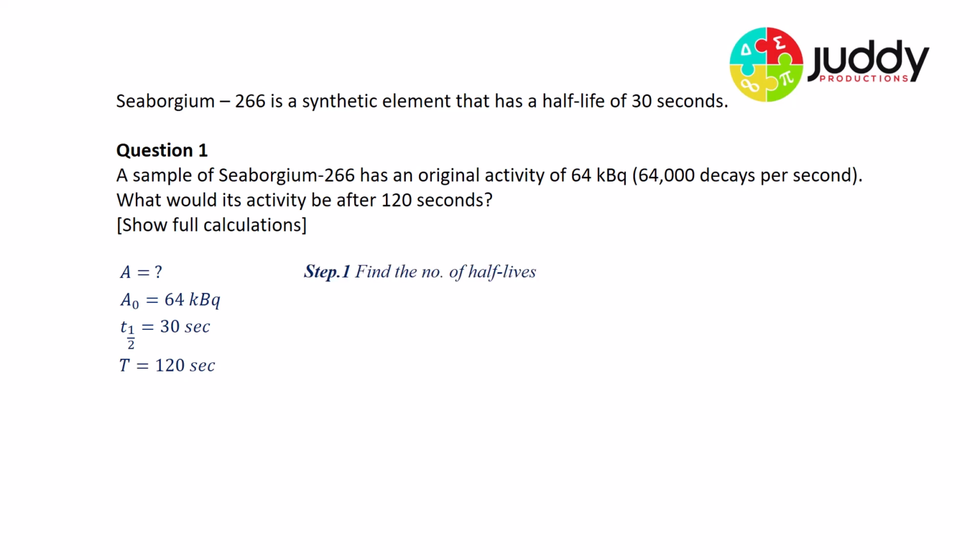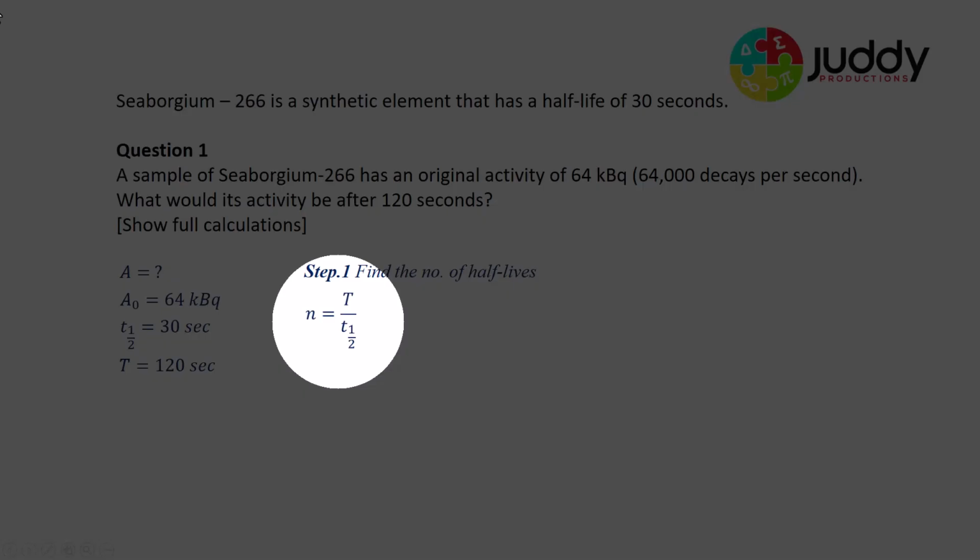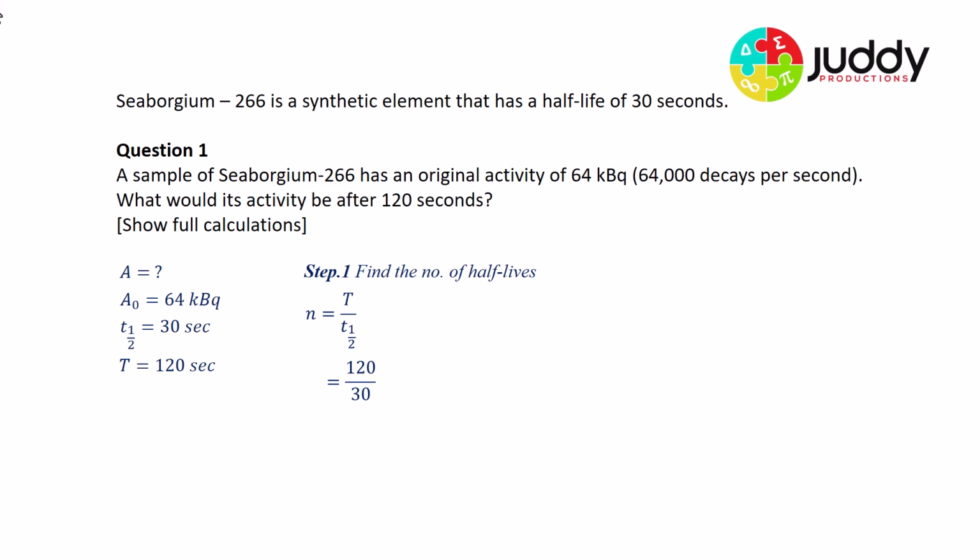So step number 1, let's work out the number of half-lives. So the number of half-lives is equal to the total time divided by the time of one half-life. So that's 120 seconds divided by 30 seconds. 30 goes into the 120 4 times, so 120 seconds represents 4 half-lives of Seaborgium-266. Step number 2, let's now find the new activity.